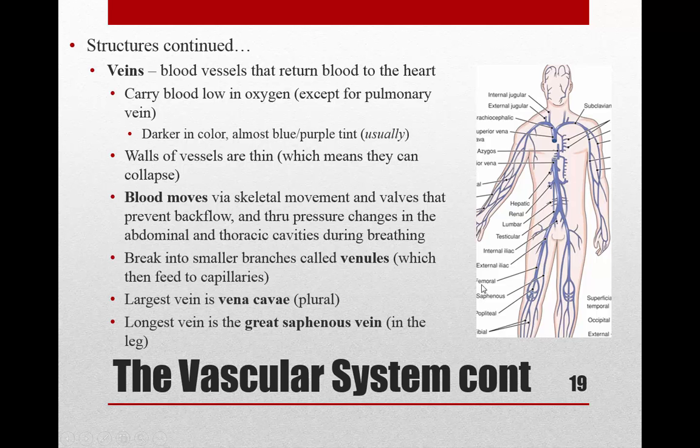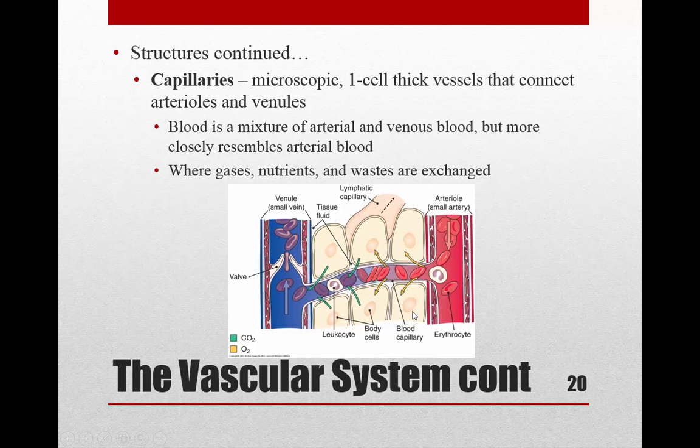It's down here somewhere. All right, so capillaries, we've talked about these a couple times, especially in chapter 10. These are 1 cell thick vessels. They connect the arterioles and the venules. This is where the blood kind of mixes together and closely resembles arterial blood. Remember, we talked about this already. This is where all the exchanges of gases and nutrients and waste occur.